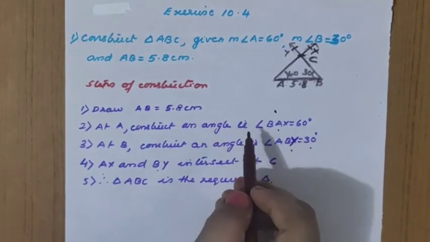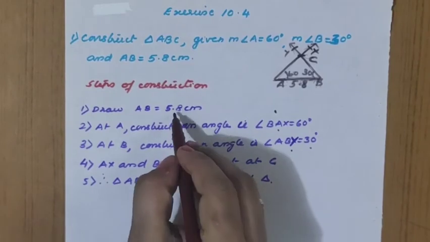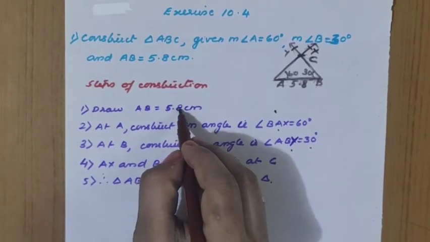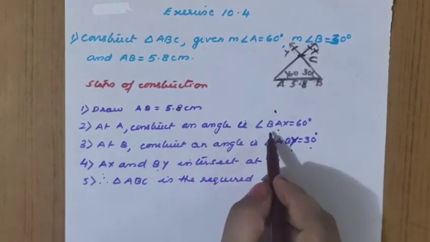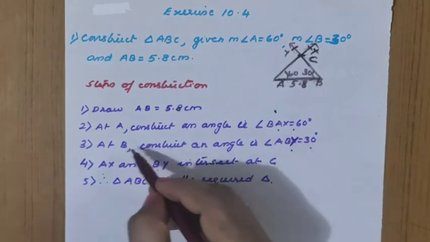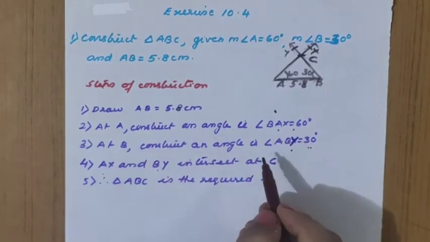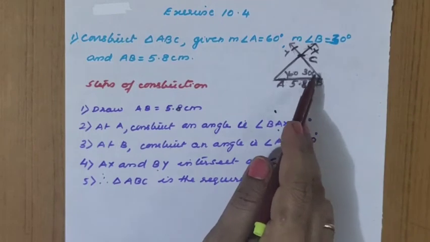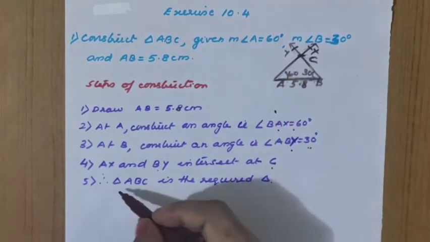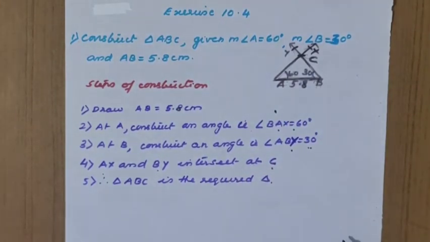Now we can see the steps of construction. Draw AB equal to 5.8. At A, construct an angle 60 degree. At B, construct an angle 30 degree. AX and BY intersecting at C. Triangle ABC is the required triangle. Now let us see the construction now.